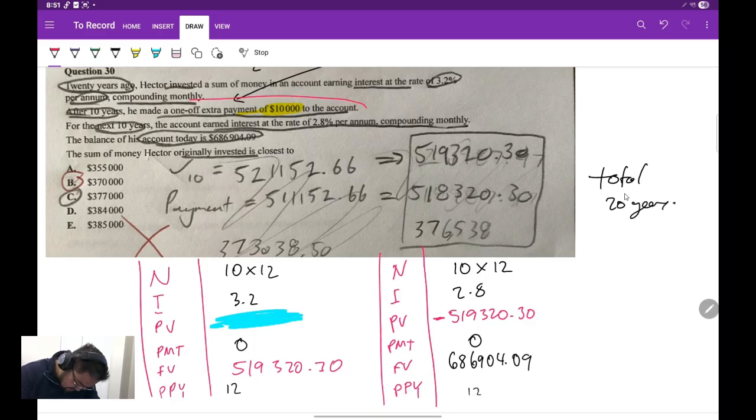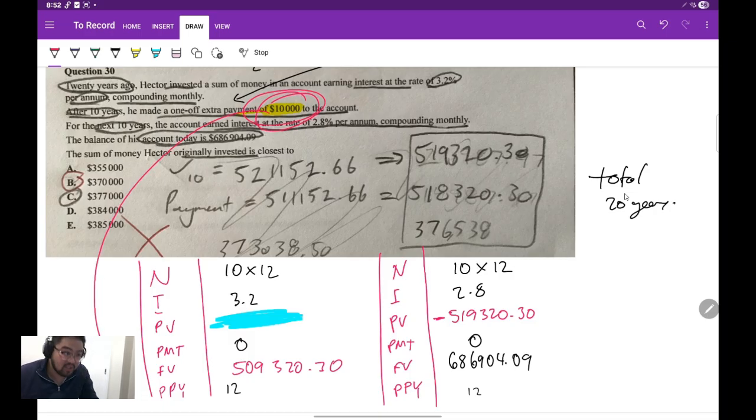However, before we move on to the next step, this is a crucial payment. This is an essential thing right here. It says after 10 years, he made a one-off extra payment of $10,000 to the account. So in other words, the final balance, the future value after 10 years is not actually 519,320. It's actually 509,320. So we had to make sure that we subtracted this from our future value.